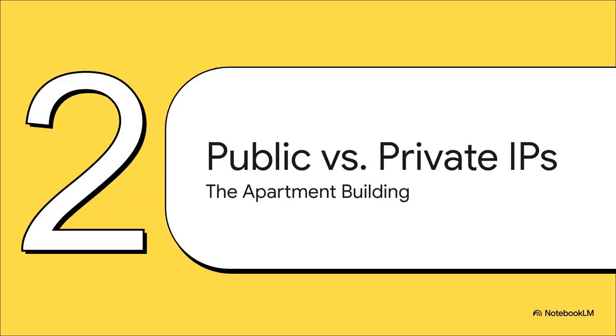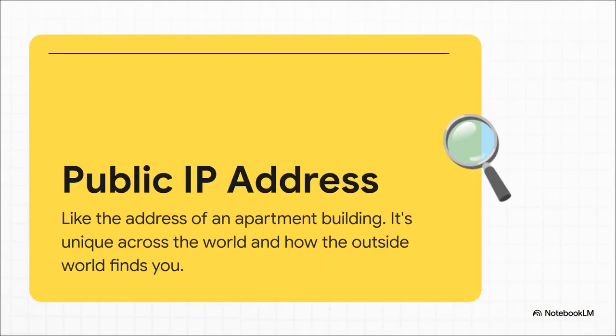Okay, so let's stick with this mail analogy, because it gets even better. What if you're not sending a letter to a house? What if you're sending it to someone in a huge apartment building? This one little tweak to our story explains the two main types of IP addresses perfectly. So first up, you've got the public IP. Think of this as the main street address for the entire apartment building. It's the one single, unique address that the rest of the world sees. And this address is given to your router by your internet service provider, your ISP.